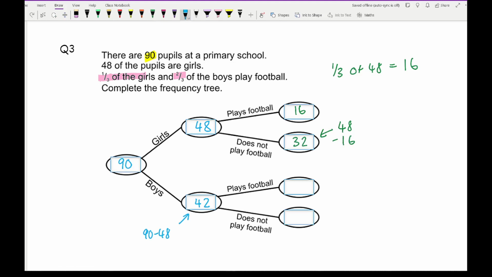So it says that 2/3 of the total number of boys, which is 42. So if I do 42 divided by 3 multiplied by 2, it gives me 28. So that means 28 boys play football. Then how many do not? Well, it's simply going to be 42 take away 28, which gives me an answer of 14.